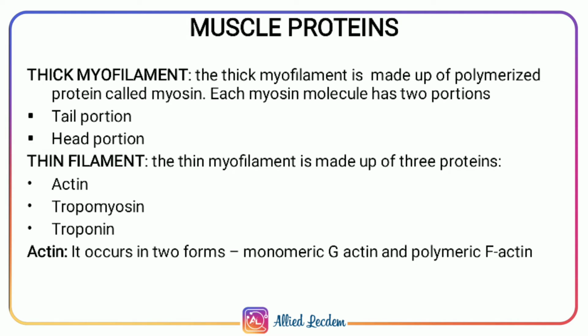Now the muscle proteins. There are four muscle proteins which are responsible for muscular contraction: first is myosin, then actin, tropomyosin and troponin. As we saw earlier, the sarcomere contains two types of myofilaments, thick and thin. The thick myofilament is made up of a polymerized protein called myosin.